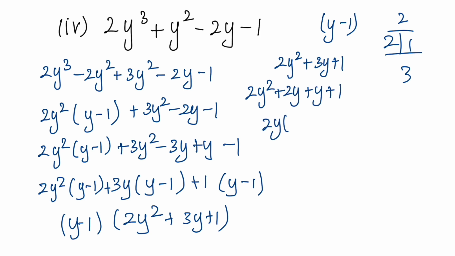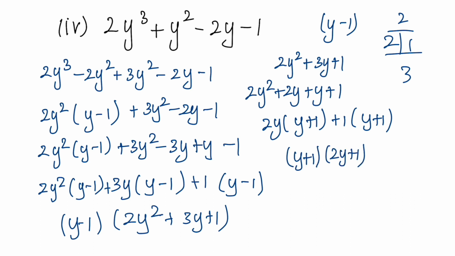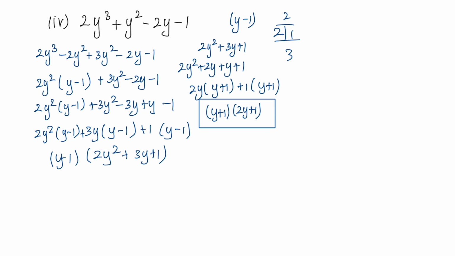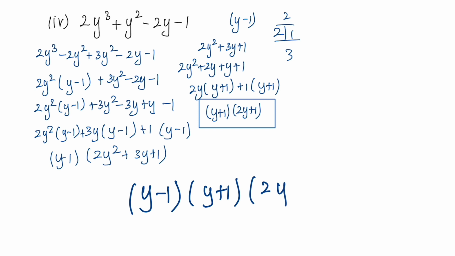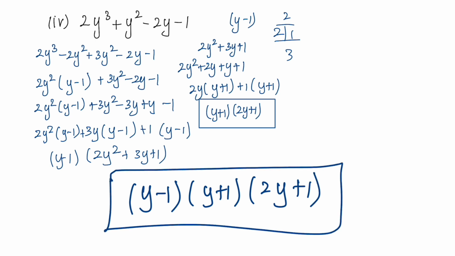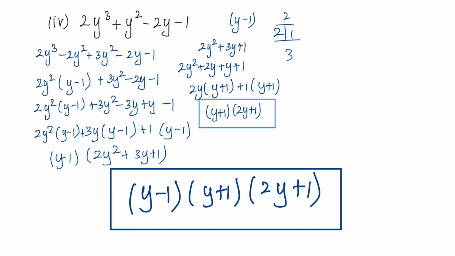You can take 2y as a common factor from the first two terms, that leaves you with y plus 1, and you can take 1 as a common factor, that leaves you with y plus 1 as well. You can take y plus 1 as a common factor, and that gives you 2y plus 1. Okay, now this is the factorized quadratic polynomial. So the final answer that you can write is y minus 1 into y plus 1 into 2y plus 1, and that is the factorized form of this polynomial, and that is the answer to this question.